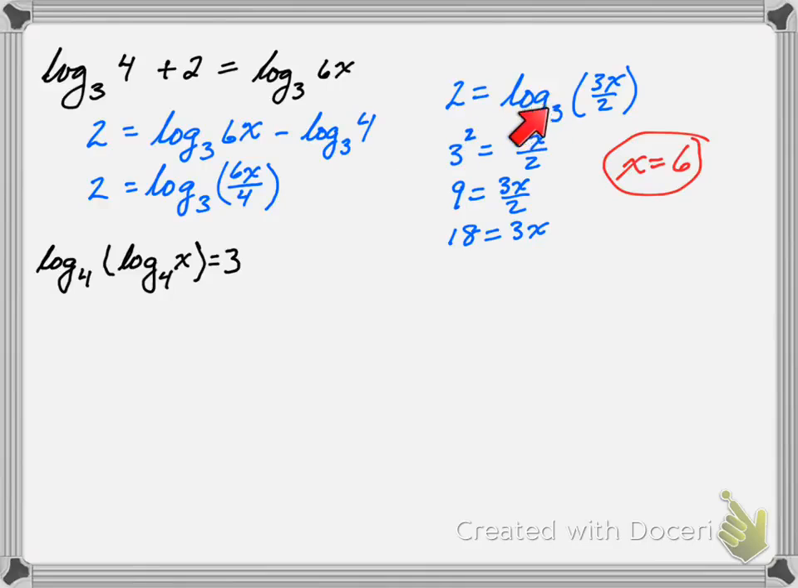If you go back to here, you took the base value, raised it to this number, and set it equal to what comes after the log. So we're going to do the same thing here. We're going to take this 4, raise it to the third power, and set it equal to x. Now 4 to the third power is 64.